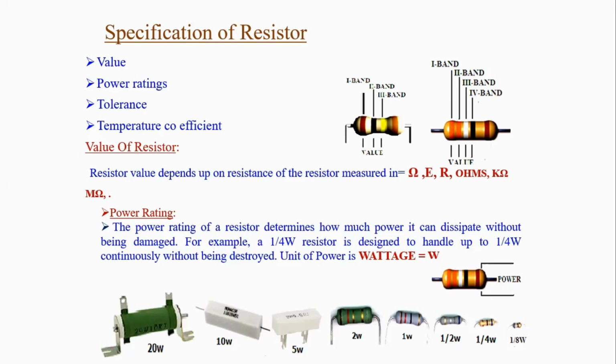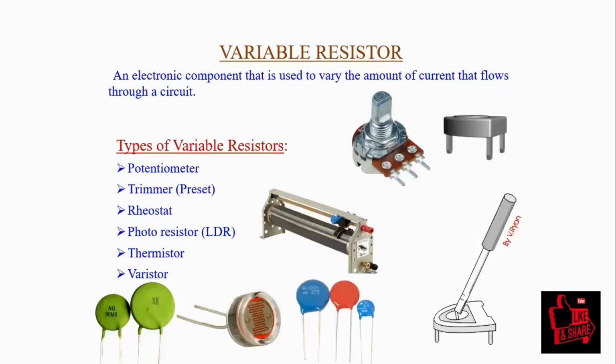Metallized film will have a good tolerance, and the temperature coefficient will be very high compared to carbon film. Carbon film resistors are cheaper than metallized films. So depending upon the industry, the sophistication, and the requirement of the circuit, they will use either carbon or metallized film, right? The variable resistors with three terminals are: potentiometer, trimmer, rheostat, photoresistor, thermistor, varistors. These are all categories of resistors.